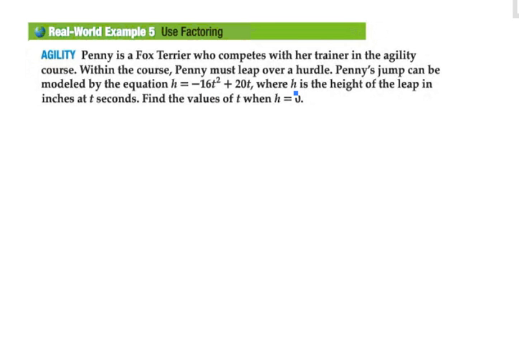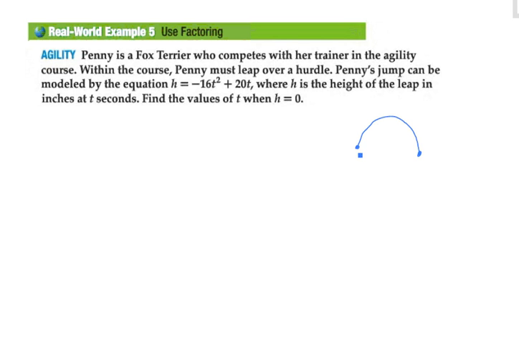H is the height of the leap in inches. So after a certain amount of seconds, we can figure out how high the dog is in the air. T is time. So we're supposed to find the values of t, the time, when h is 0. So what are we looking for? Well, this dog is starting on the ground where his height is 0. He or she, Penny, she is jumping, and then her height is 0 again.